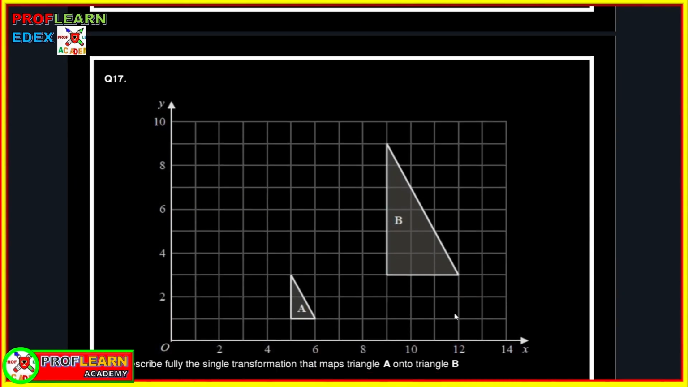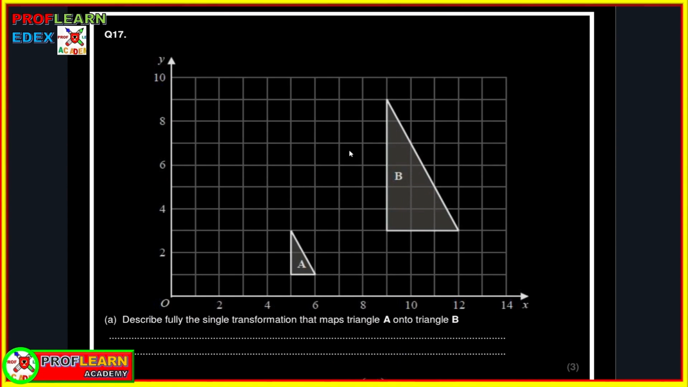Question number 17 is about geometry, and here we are given two shapes, A and B. We are told to describe fully a single transformation that maps triangle A onto B. A is small, having the same shape. B is large. So if B is the image, it means that's an enlargement.